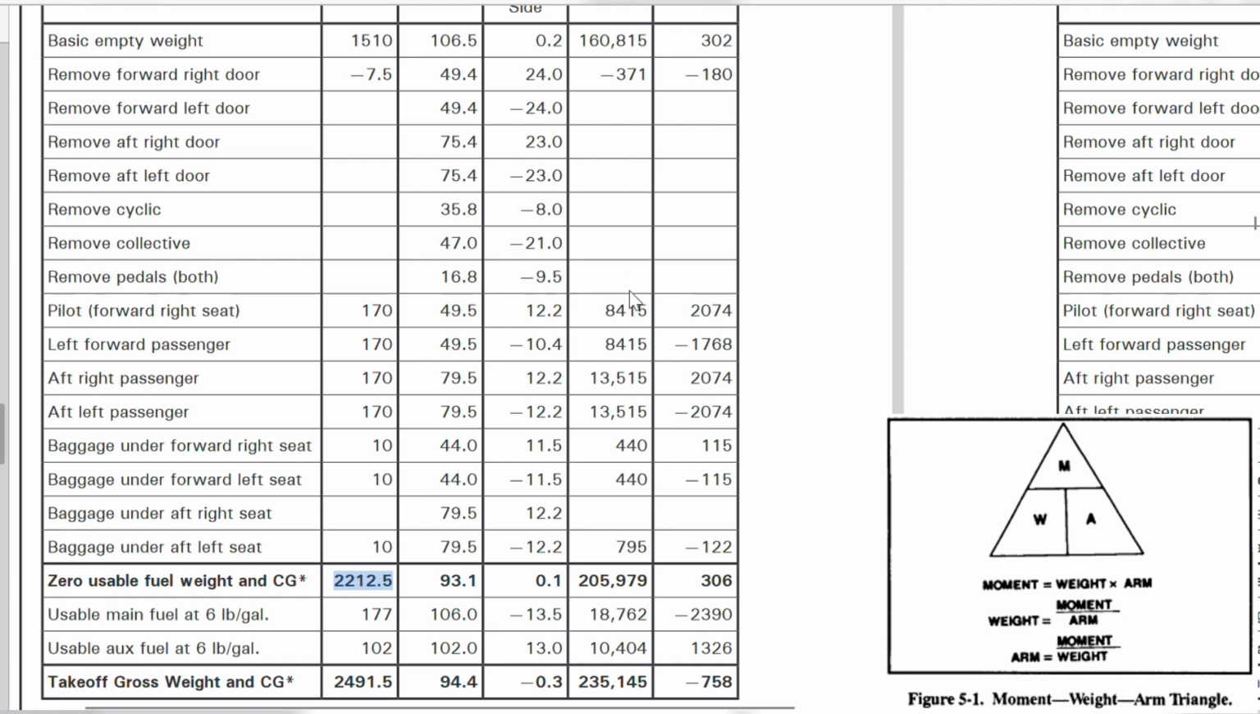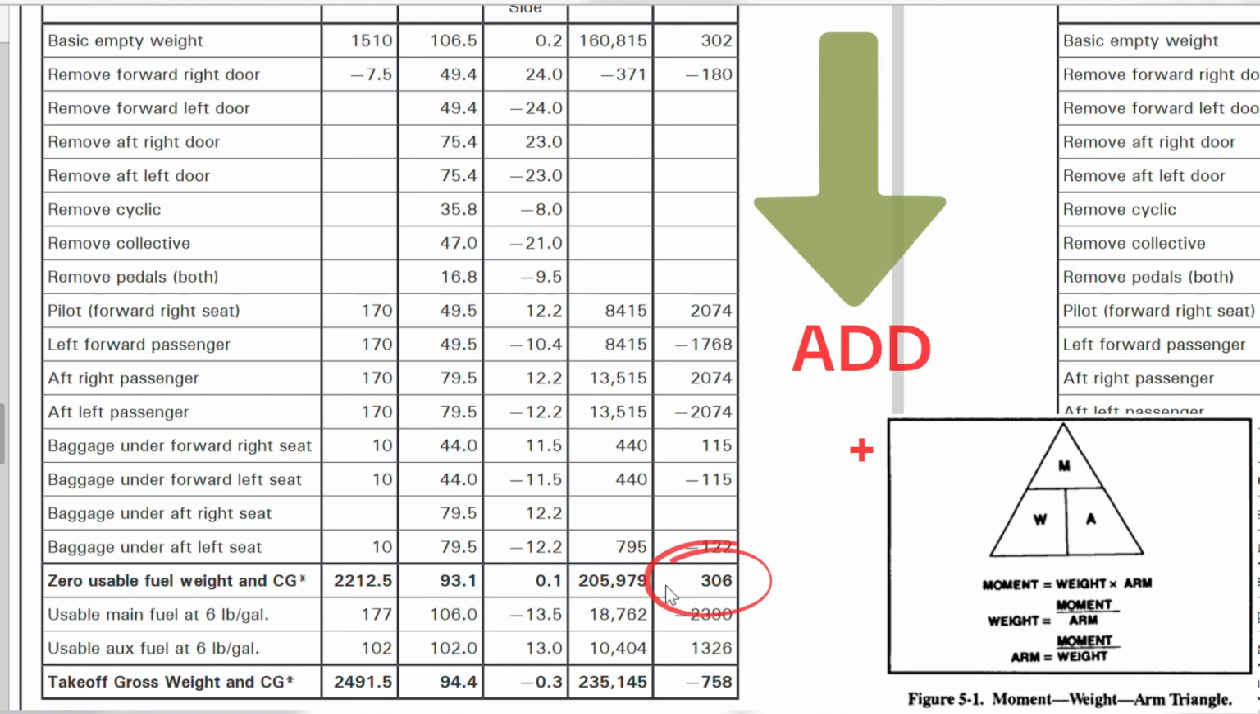And then we're going to have our moments. So we've added up all these numbers, the 160,815 plus the negative 371, the 8,415s, 13,515, the 440s, all those together, we add them all up and we get 205,979. And then we do the same for the lateral. So we basically just take all of them and we add them all together.